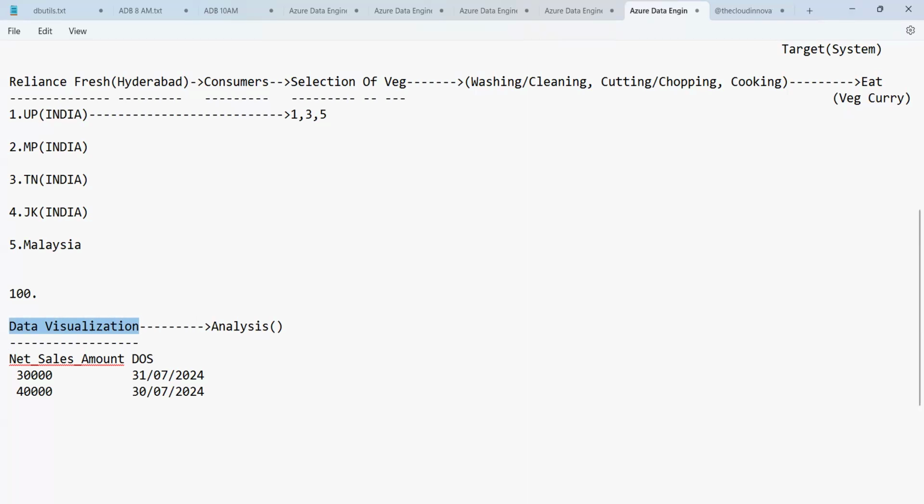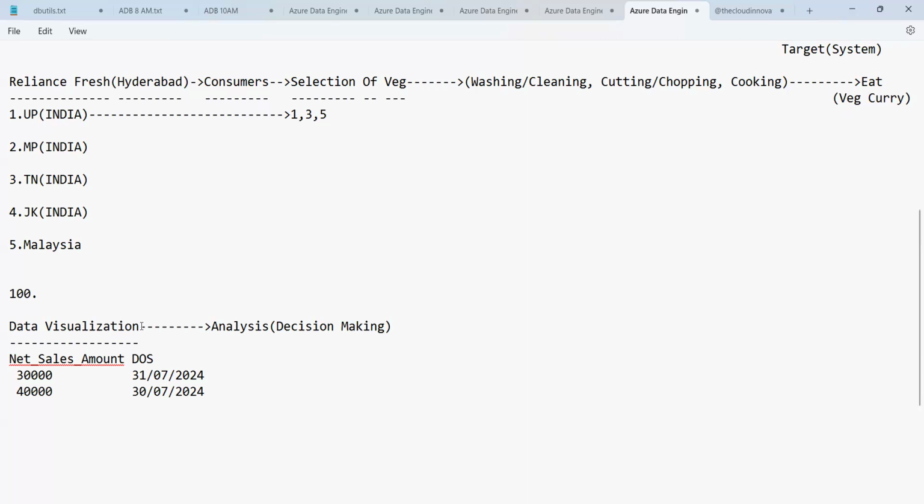So from the process of analyzing the data till the process of decision making is called analysis of data. Analysis and decision making together are called the process of data visualization.